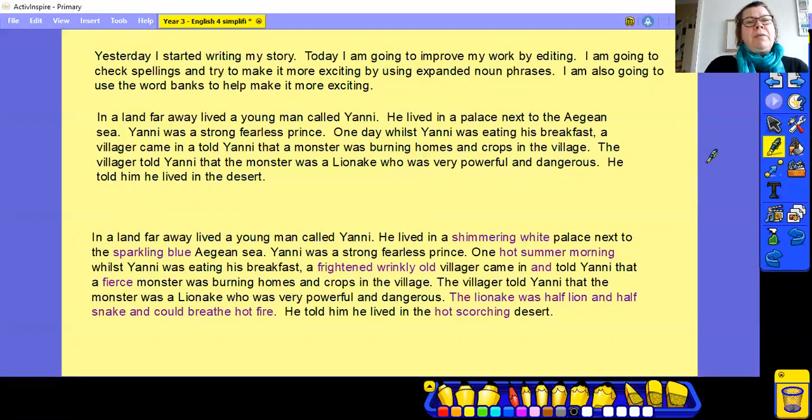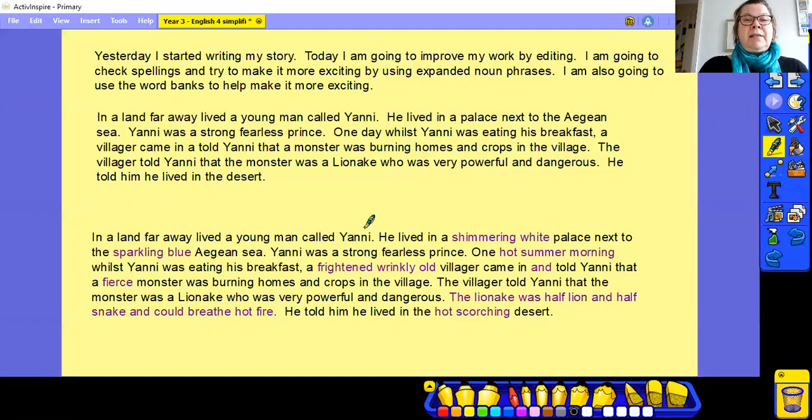So I thought my story was okay to start actually, but it could be a bit more exciting and I could certainly fit in some more expanded noun phrases. So down here, I've written it out again, and I'm going to go through and show you where I've improved it. So I liked my first sentence. In a land far away lived a young man called Yanni. So I didn't feel I needed to add anything to that.